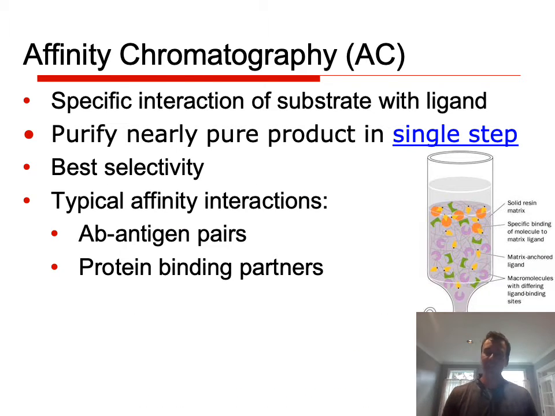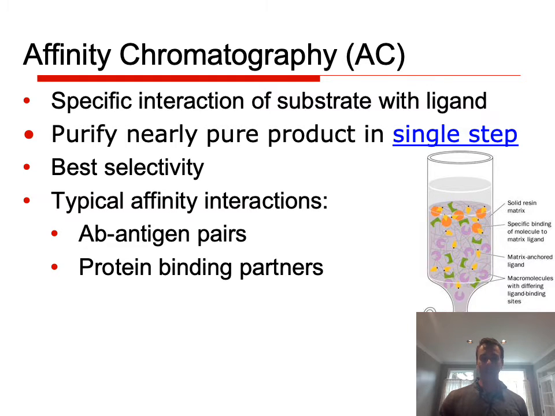So as I mentioned, affinity chromatography is another method that people use, and this is a very widely used method because it's very specific to your protein of interest. So you're exploiting a very specific interaction of the substrate with the ligand. So you get pretty pure product in basically a single step. So it has very high selectivity. You're typically using antibody-antigen pairs, which are used a lot in affinity chromatography. So you can raise an antibody against a particular antigen, and then you can purify that antigen by attaching the antibody to the column itself, or you can do it the other way around.